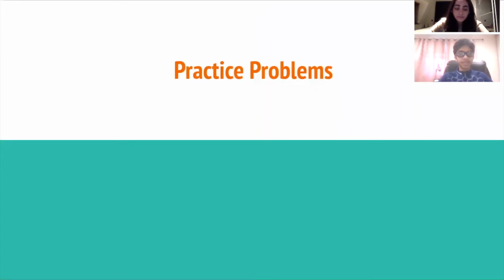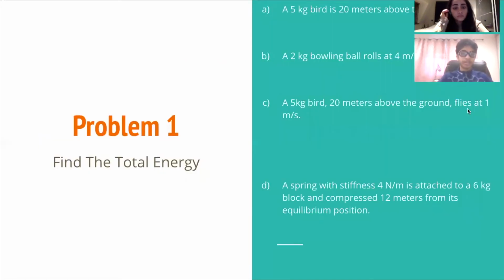Now on to the practice problems. So our first practice problem is about finding the total energy in a system. So the first problem, we have a 5-kilogram bird that's 20 meters above the ground. Now we have 3 types of energy that we focused on.